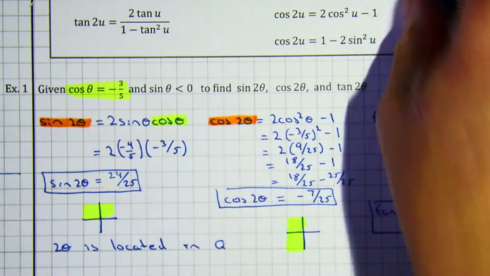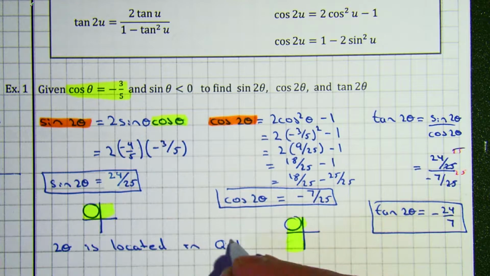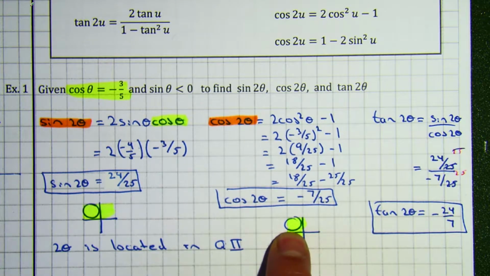And therefore, they both have quadrant number 2 in common. So it's in quadrant number 2. And notice that your tangent, it's also negative on quadrant number 2. So therefore, it does match.